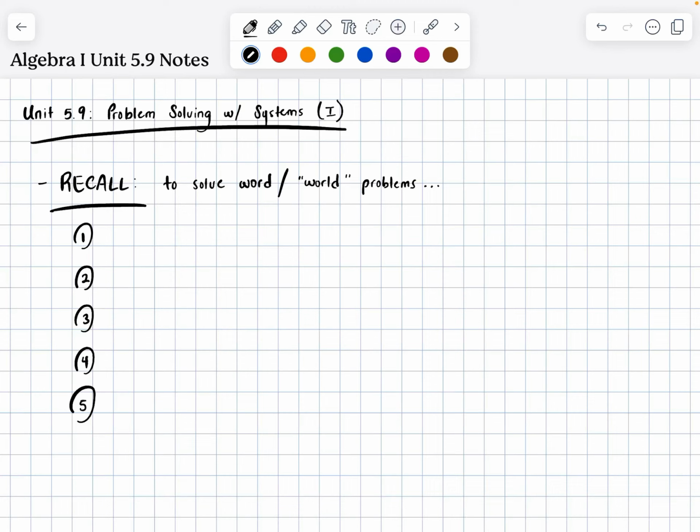Hello, 911. I'd like to report a crime. There are dirty, nasty words ruining my perfect, beautiful math problems, and I'm scared.